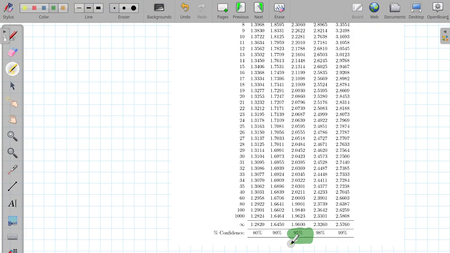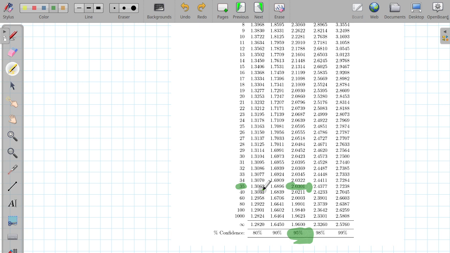Now, I want to be on row 35. Well, there is row 35. So the intersection of the row and the column is where we get the confidence level. So that's where the 2.301 came from.